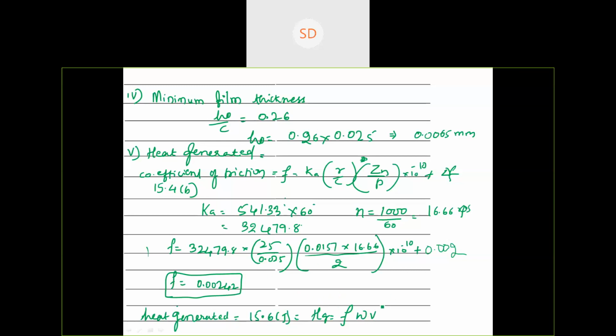Now this velocity has to be in meter per second. So let us substitute. V equal to pi dN divided by 60 into 1000. Now D is 50 mm, speed is 1000. Okay, we calculate how much velocity we are going to get. Okay, 2.6179 meter per second.